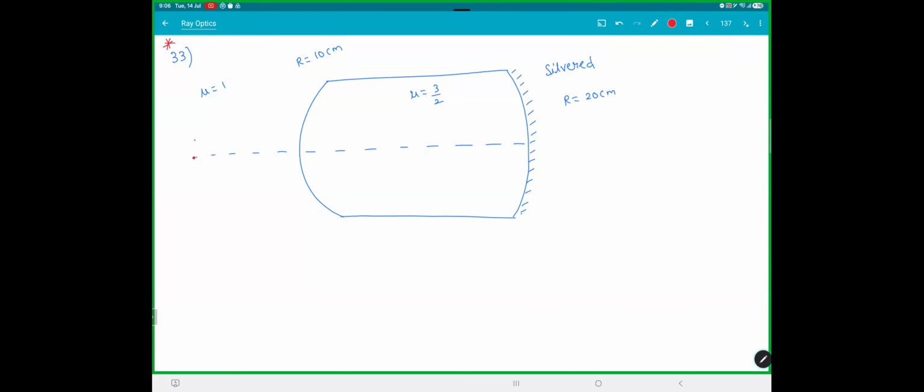Object is somewhere here. From here to here, this distance is 40 centimeters. From here to here, this pole to this pole, the distance is x. Find x if the final image falls on the object.